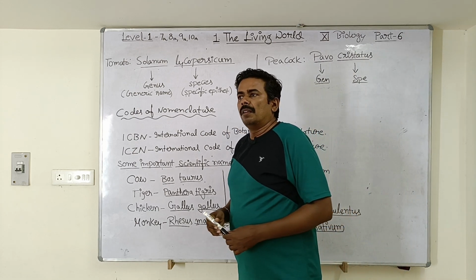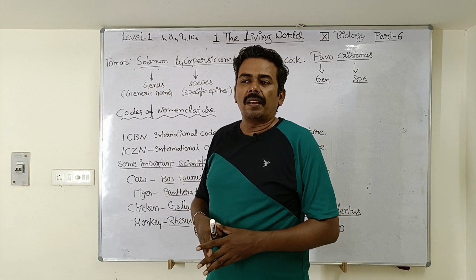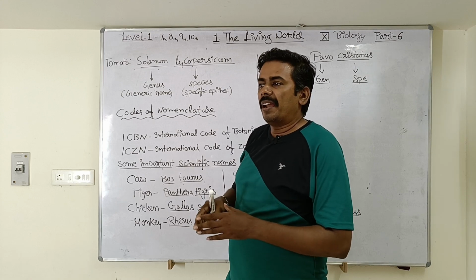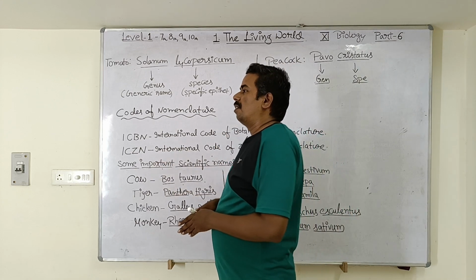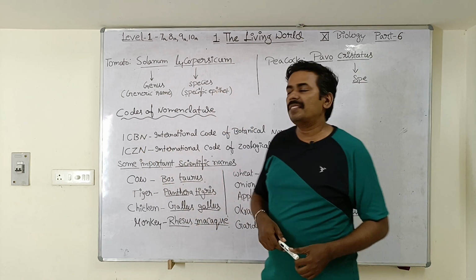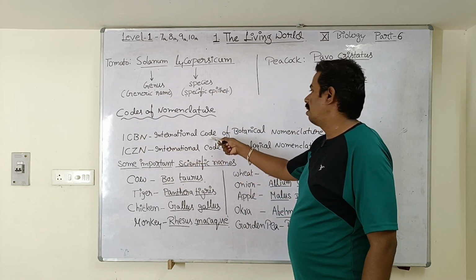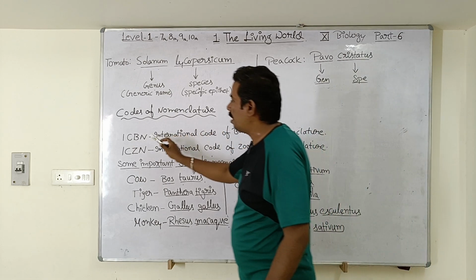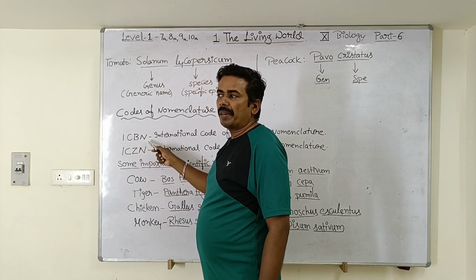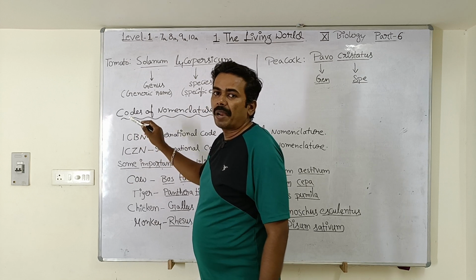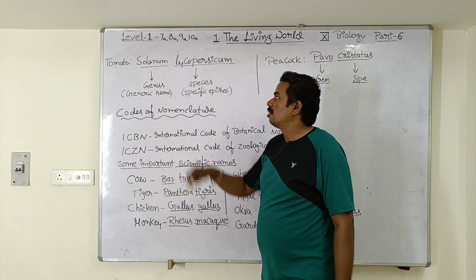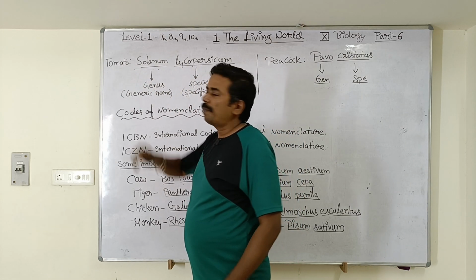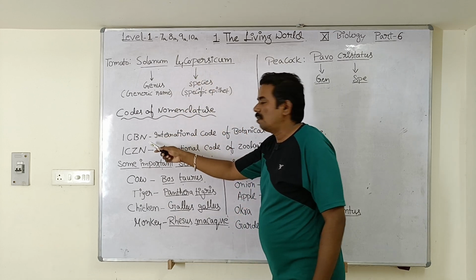Here in the living world, there are different types of living organisms. While giving scientific names for plants, a different set of rules and regulations are followed. That is called ICBN. ICBN stands for International Code of Botanical Nomenclature. According to this code, the plants are given scientific names. Understood? The name Solanum lycopersicum represents the scientific name of the tomato plant. This name is given according to ICBN.